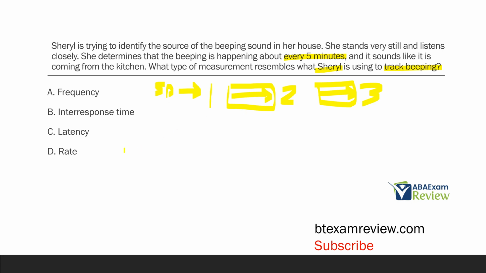And then rate. Rate requires frequency. Cheryl is not taking frequency. Therefore, she cannot be taking rate. So the type of measurement that Cheryl is using to track beeping most resembles B, inter-response time.